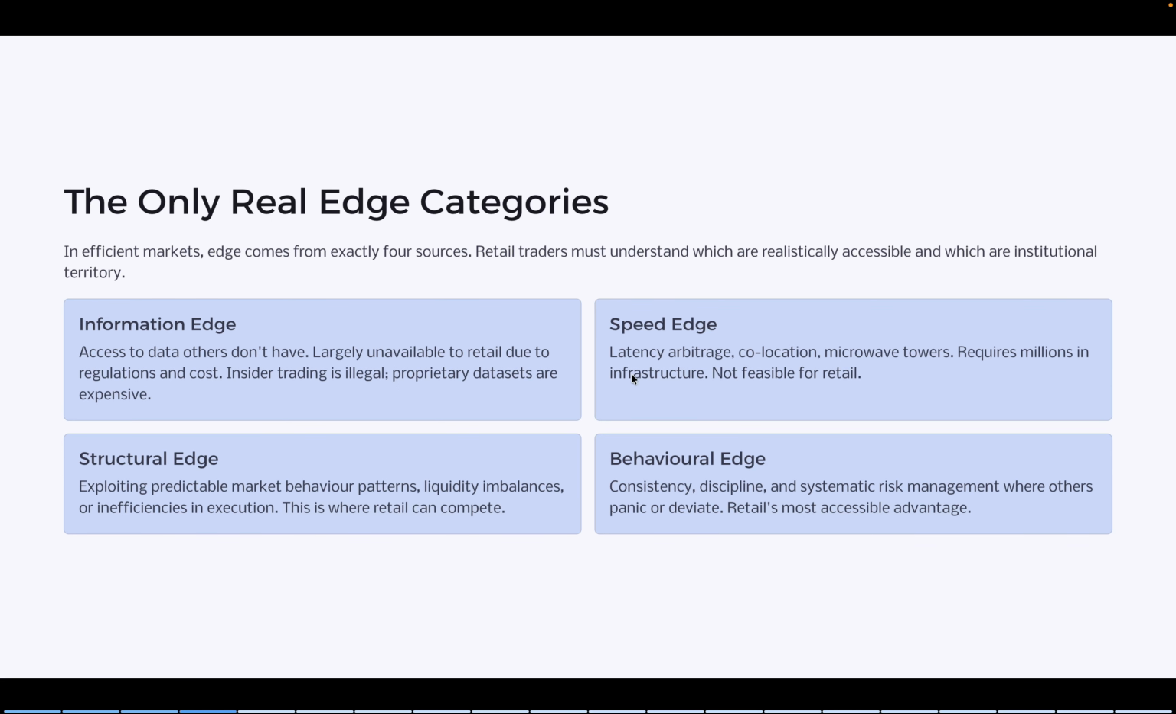So structural edge is basically exploiting predictable market behavior patterns and liquidity imbalances or inefficiencies in execution. This is where retail can compete, and this is where institutions can also compete, right? But if you're a retail trader, you can get into the venues that have low liquidity. Thus, it's not incentivized for institutions to come in and play in that venue.